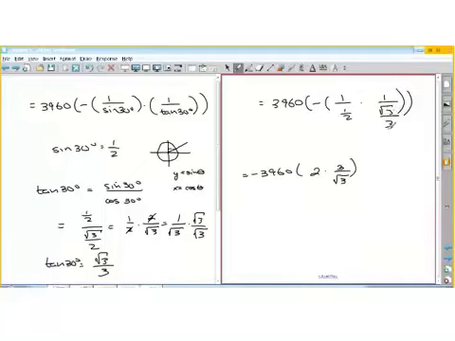So when this goes to the numerator, I switch. When this part goes up here, I switch the numerator to the denominator. So ultimately, if I multiply out the numerator, I get 3960 times 6 divided by the square root of 3, which is negative 13,700.